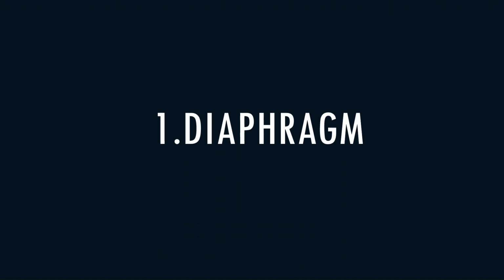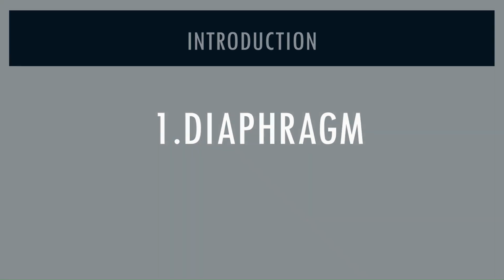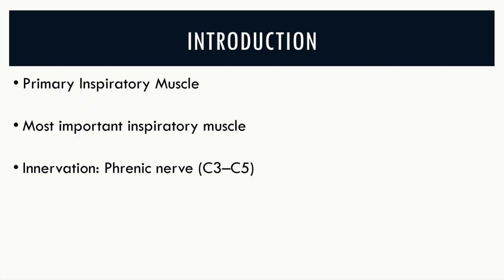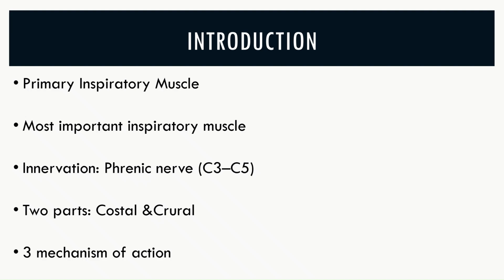First, the diaphragm. The diaphragm is the most important inspiratory muscle, and it is innervated by the phrenic nerve arising from C3 to C5. It consists of costal and crural parts which have different anatomical origins but function together during respiration. It has three mechanisms of action.